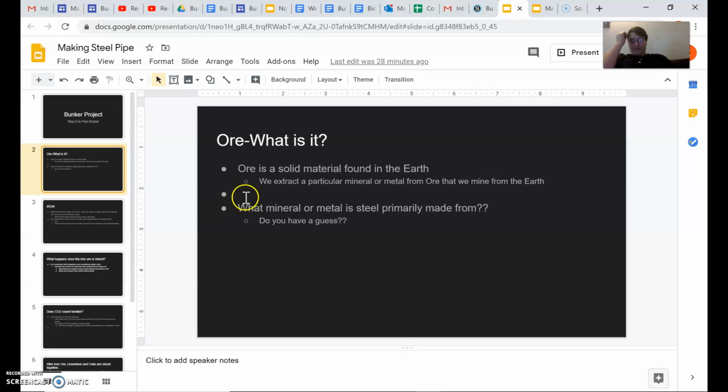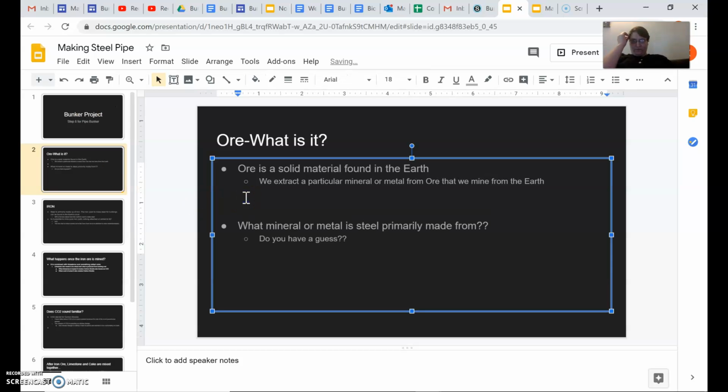So here's my question. What mineral or metal is steel primarily made from? Remember, your bunker is a pipe and it's made of steel. That's the bunker that you did question 7 on, right? If it's not steel, you're in the wrong video. Go back to the concrete videos. But if you did do it on steel, what metal do you think steel is primarily made up of? I'm going to give you 3 or 4 seconds to get your thoughts together. Think about all the types of metals that are out there.